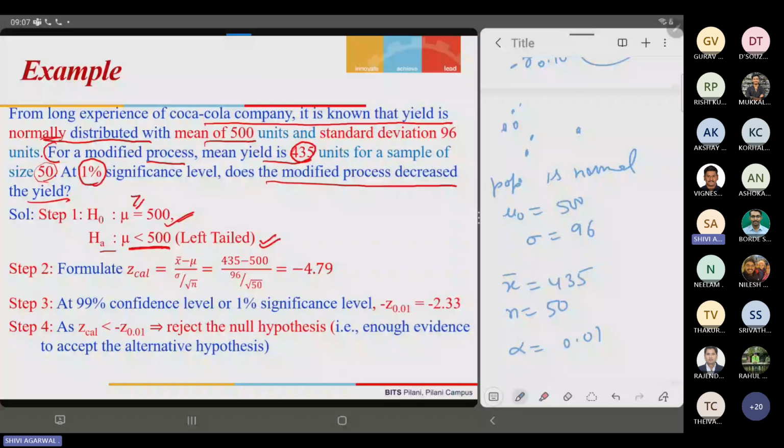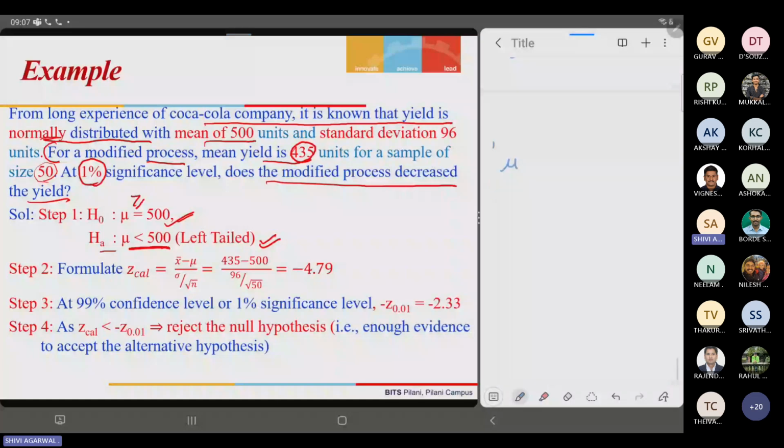Why is it left tailed? Because HA says mu is less than mu naught. So that's why it is left tailed. We make the graph, and this is the left tail here. The rejection region is this, and this is Z alpha. The area of this region is alpha here. Correct? Mu is less than 500, not greater than.